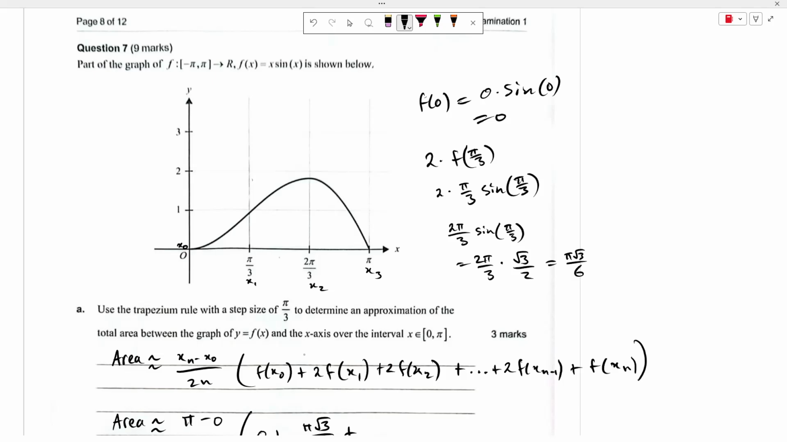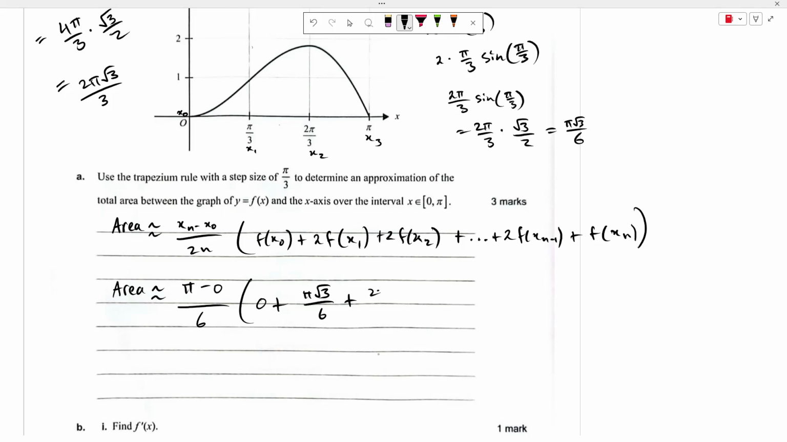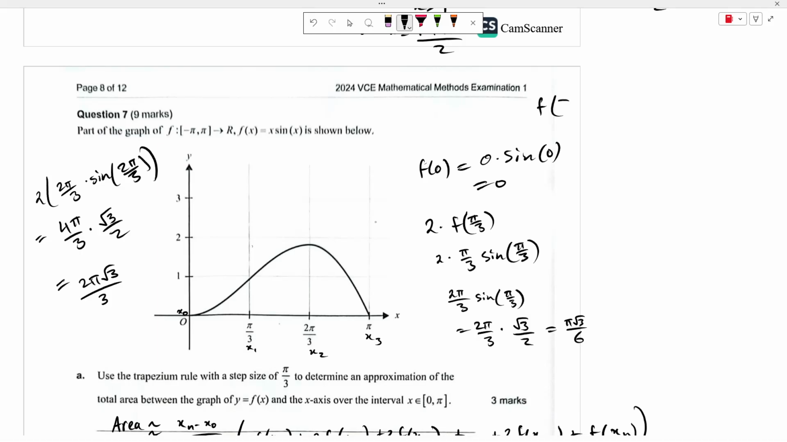Okay, next one. x2 is 2 pi on 3. So we're going to get 2 times 2 pi on 3 times sine of 2 pi on 3. So we're going to get 4 pi on 3 times, and now sine of 2 pi on 3 is also root 3 on 2. So we're going to get 2 pi root 3 on 3. And now we get to the last one, x3, which we're going to add normally. So just f of x3, and x3 is pi. So we get pi times sine of pi. Now sine of pi is 0, so pi times 0, that's going to be 0.